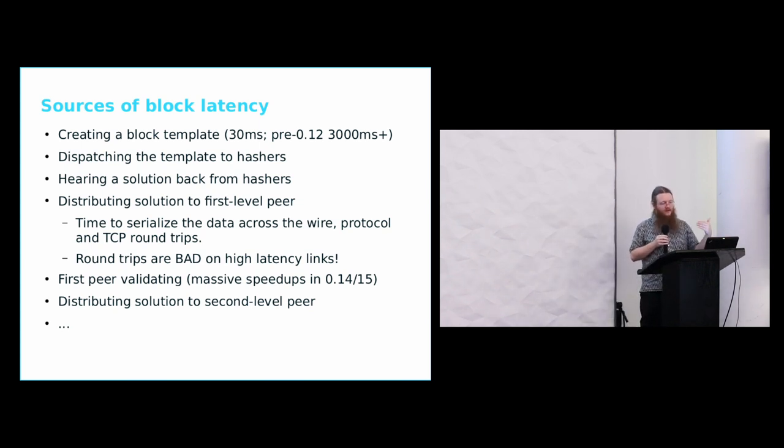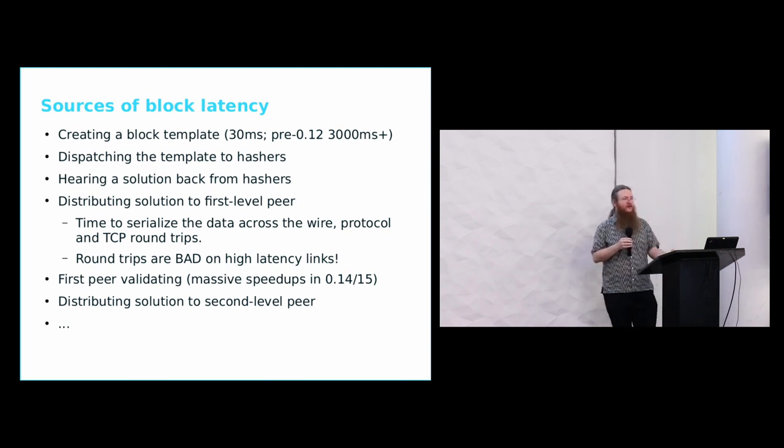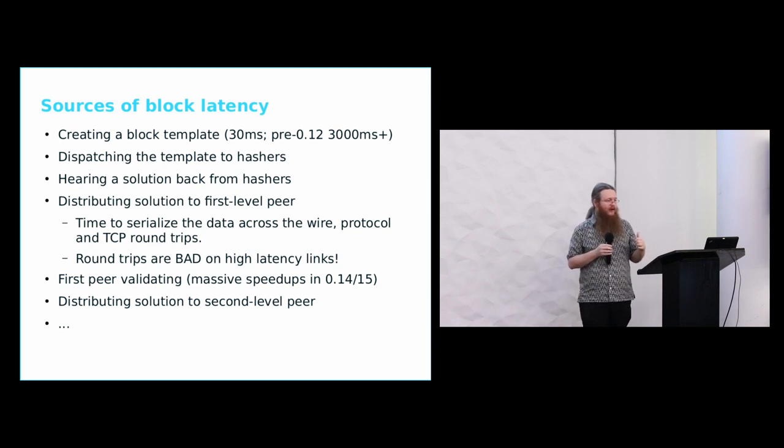Then, once the solution has come back from the miner, you need to distribute that solution to the first peers outside of your network. And so this takes time to send the data across the wire. You have to, you know, shove the bytes out on the wire. There are protocol round trips, this inv and getdata step. And there's TCP round trips. And because the TCP round trips are invisible, people don't realize how slow it is.